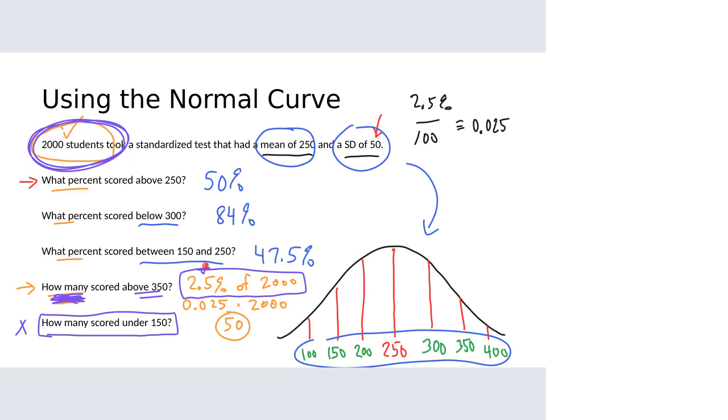We know it was 2.5%. We know there were 2,000 students. So what is 2.5% of 2,000? To do that, we change 2.5% to a decimal. "Of" tells us to multiply by 2,000, the number we were given in the problem of how many students there were. To find out what is 2.5% of 2,000, we just multiply 0.025 times 2,000, and that's where the 50 comes from.